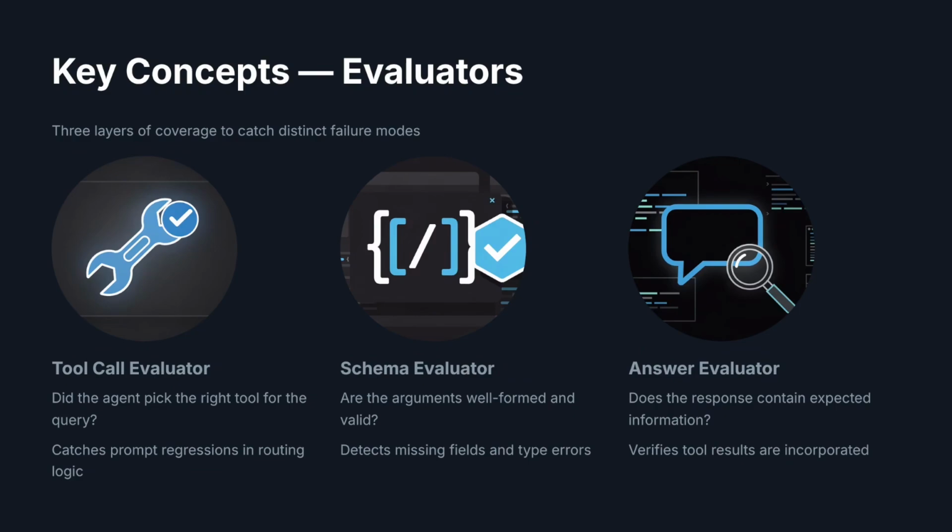We are going to build 3 types of evaluators, and each one catches a different class of regression. The tool call evaluator checks whether the agent selected the correct tool for a given query. This catches prompt regressions where the model stops routing properly. The schema evaluator validates that the tool call arguments match your expected structure, so you will know immediately if a prompt change causes the model to start omitting required fields or passing wrong types. And the answer evaluator checks the final response for the expected content, which catches cases where the tool was called correctly but the model failed to incorporate the results into its answer. Together, these 3 layers give you solid coverage without requiring exact output matching.